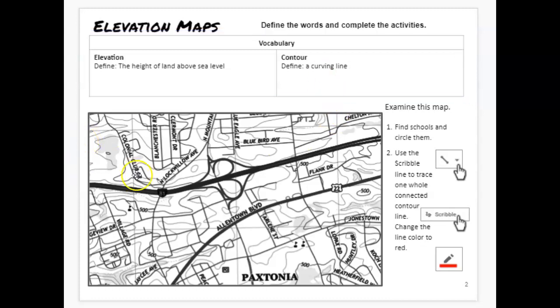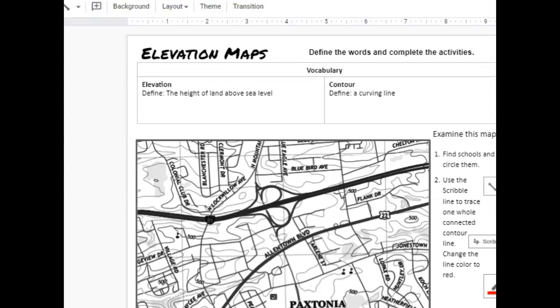So we're going to look at this map. Examine this map. Number 1, find the schools and circle them. And remember, to do a circle, you use the shape tool.